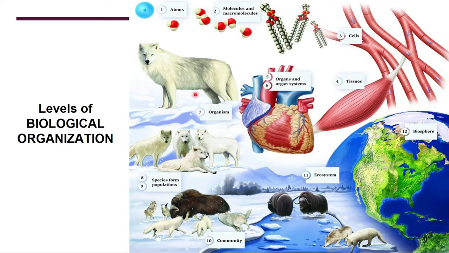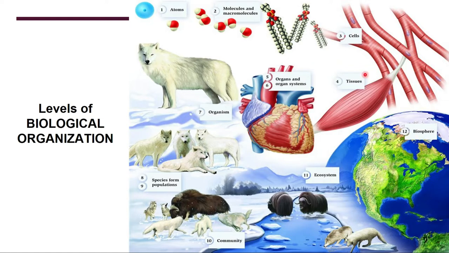Organism or individual. When several organisms or several individuals of the same kind, we call them species, group together in a particular area, we call that a population. And then several populations group together in a particular area, we call that a community. And then several communities in a particular area group together, we call that an ecosystem. And then several ecosystems will make up the biosphere.